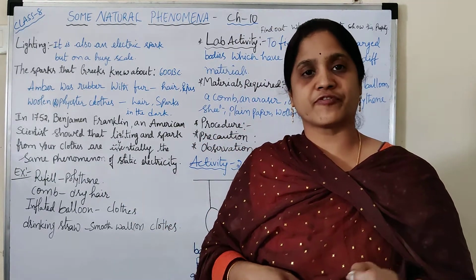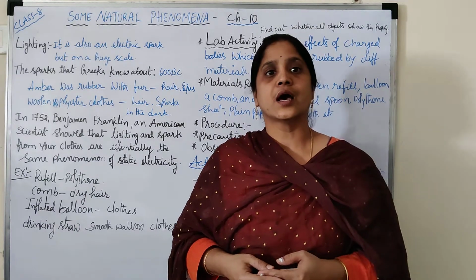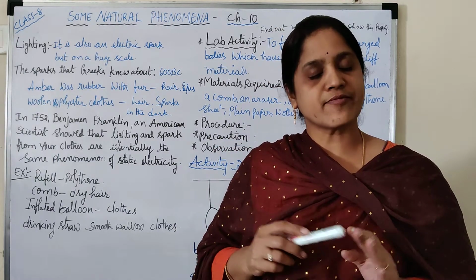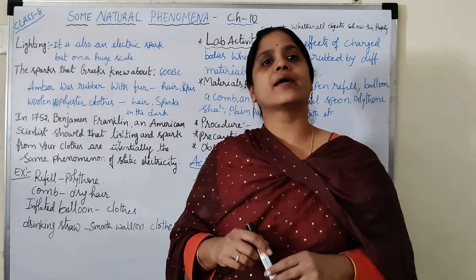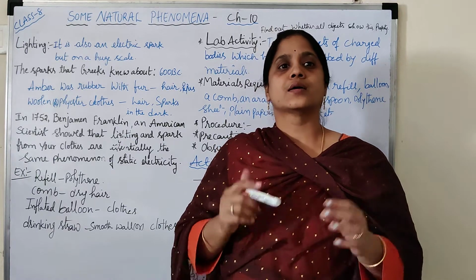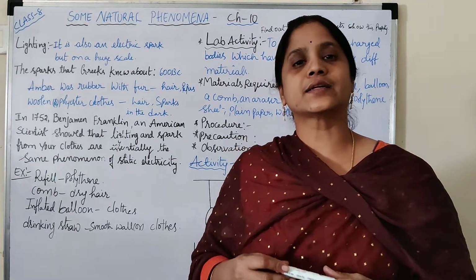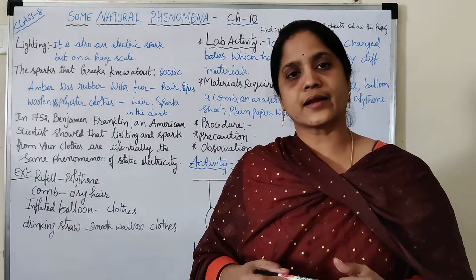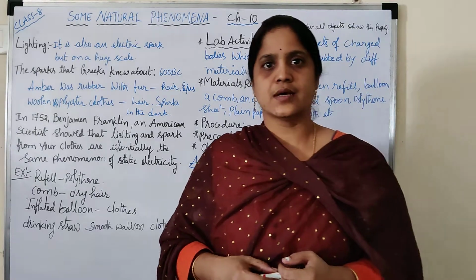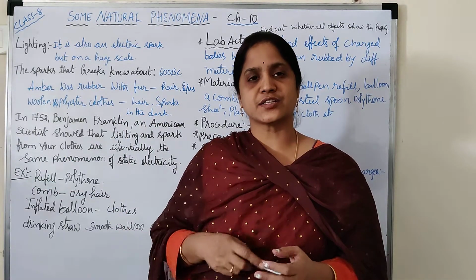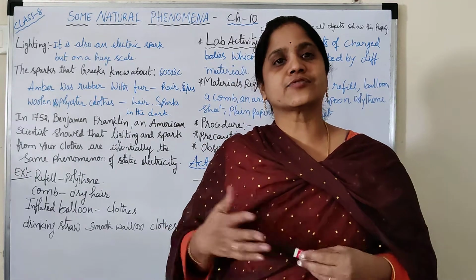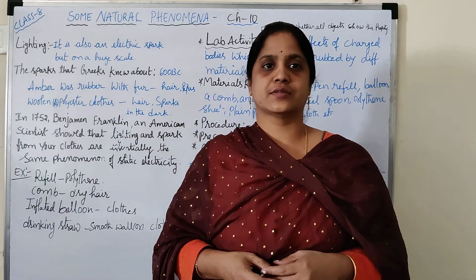And in 1752, an American scientist, Benjamin Franklin, said that these two are the same phenomenon and are related to each other. What are these two? Electric spark and lightning. These two are related. And to know more about electric charge and lightning, we have to do some activities.